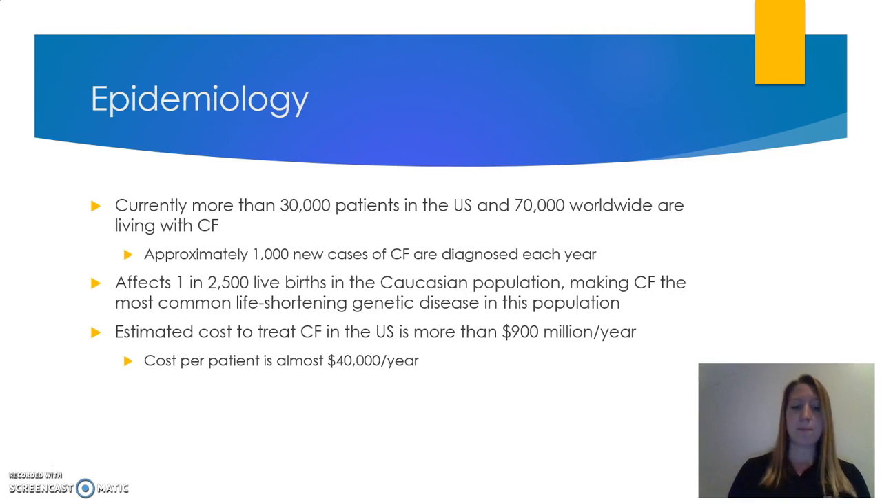Another interesting thing about cystic fibrosis is that the estimated cost to treat it in the United States is more than $900 million a year, which, based on the number of patients, makes the cost per patient almost $40,000 a year, which is extremely high. So again, that's something to keep in mind if you're working with CF patients: there's a lot of stress, not only medically and physically on the body, psychologically, but also with how bills are going to be paid and the cost of medication. Therefore they might be less willing to pay for the cost at an exercise facility. So keeping costs low for families with CF is extremely important.